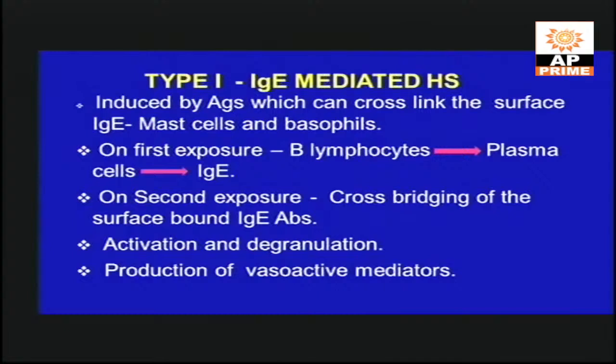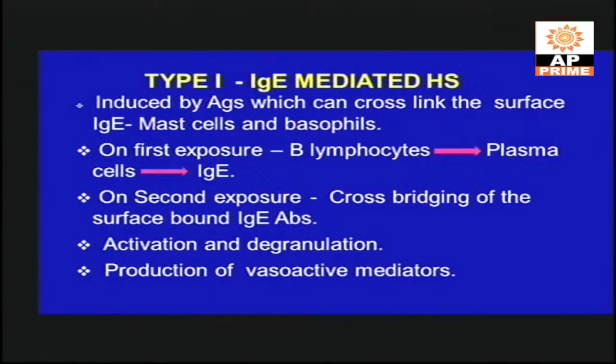So first let us see type 1, that is IgE mediated hypersensitivity. This is induced by those antigens which have the capacity for cross linking of the surface IgE antibodies, which are bound to mast cells and basophils. On first exposure to the allergen, the B lymphocytes are sensitized and differentiated into plasma cells and memory cells. The plasma cells in turn produce immunoglobulin E, that is IgE antibodies.